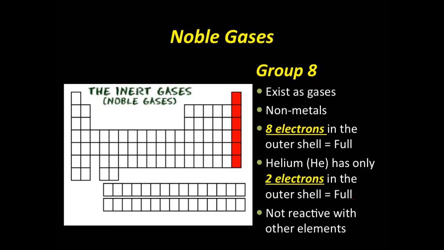They're very non-reactive with other species. They're kind of like royalty. They don't want to interact with anybody else. They think they're too good for the rest. So they basically do nothing. They hang out here in their 8th column with their full outer shells and just sort of leave everybody alone.